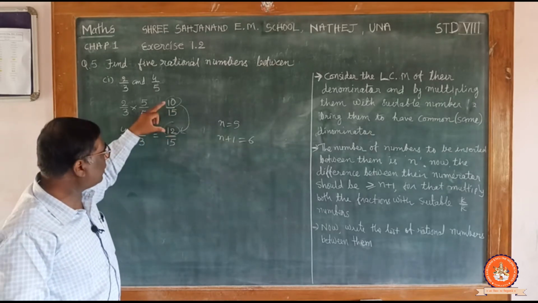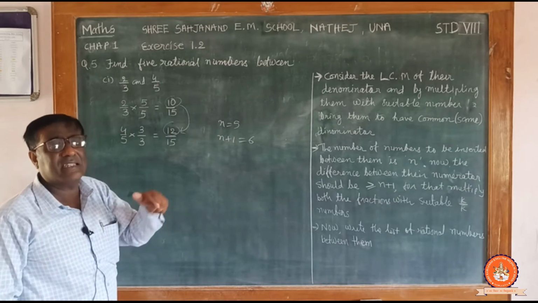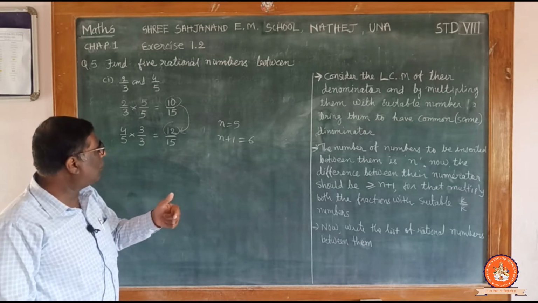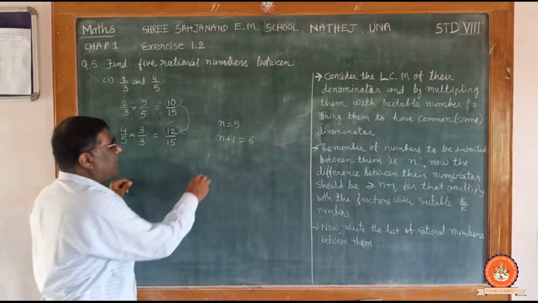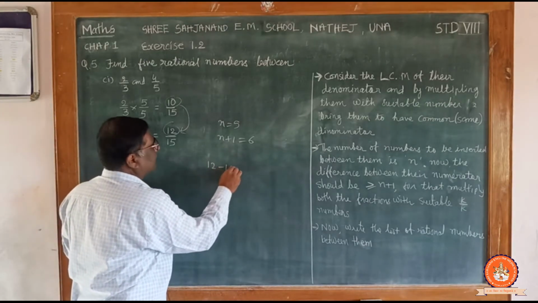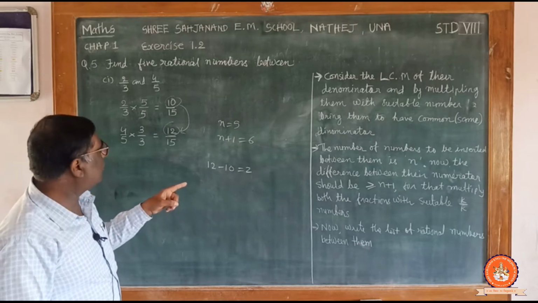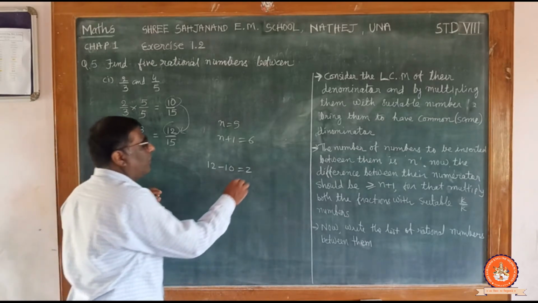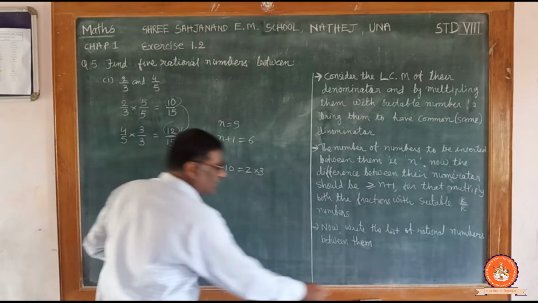कम से कम दोनों के बीच 6 का डिफरेंस होना चाहिए, 6 या 6 से ज़्यादा. So our target is to have a difference of 6 between them. Now what is the difference between them? It's 12 minus 10 is equal to 2. Now we want to have a difference of 6. So we will multiply them by 3 so that we can get the difference of 6.